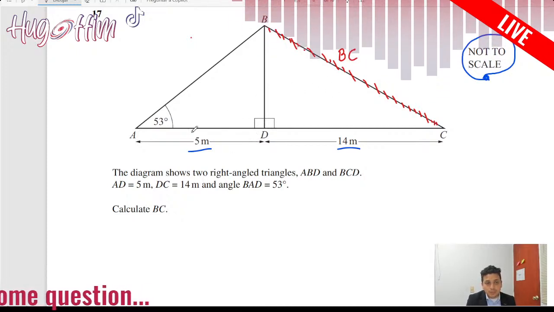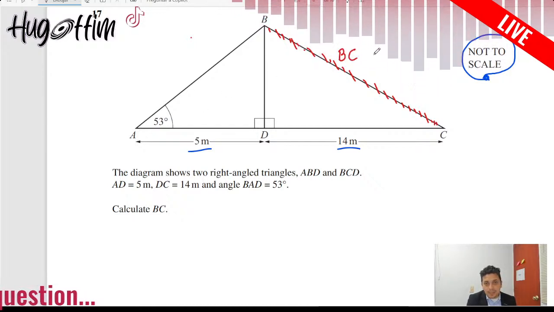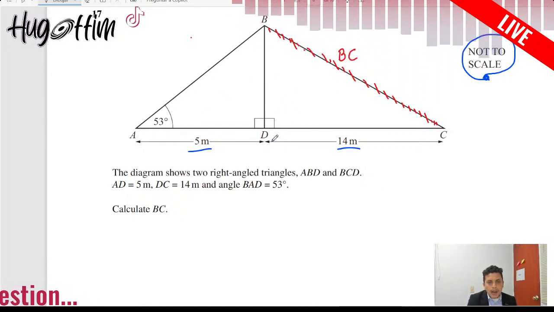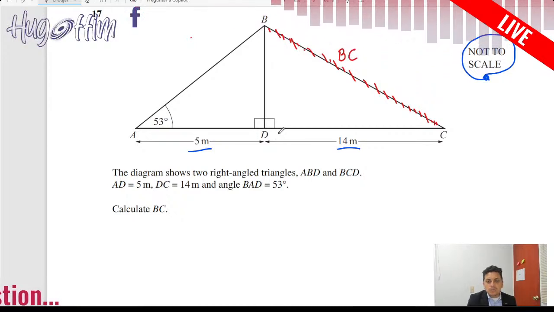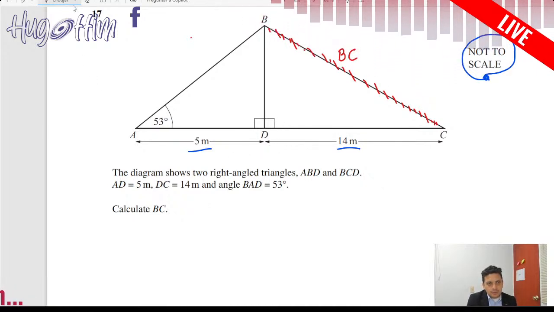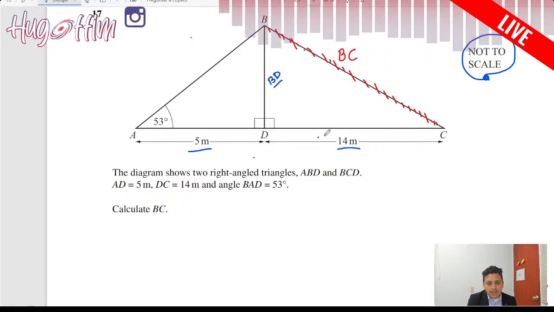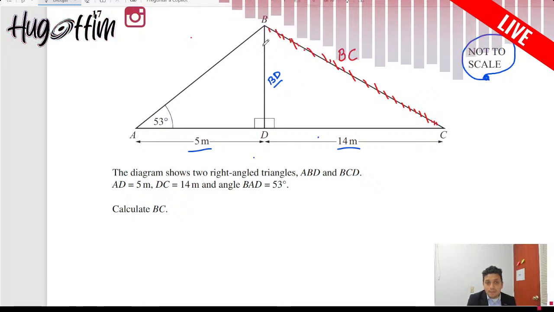How to solve the situation? Try to identify using the image which data you can find to get BC. For example, I'm just going to get ideas. Look, if I have 14 meters here and I'm able to find out BD, I can use the Pythagoras theorem or the Pythagorean theorem to find BC. So this is a good idea. Now the question is how to find BD.